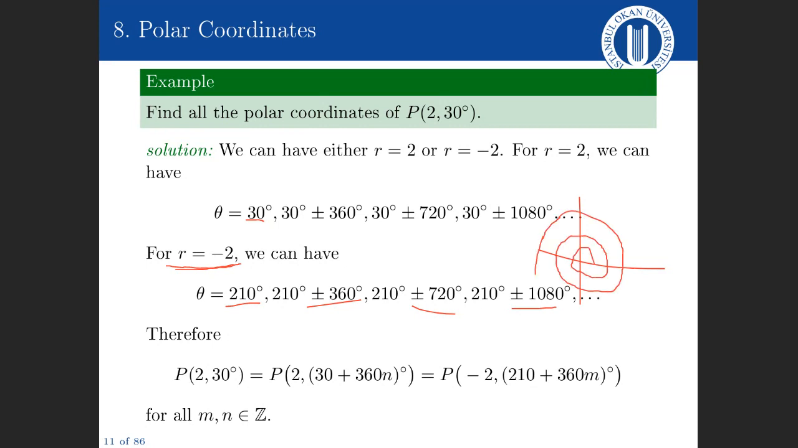Something like this. So, all of the coordinates of the point 2, 30 degrees, we could write as 2, 30 plus 360n for some integer n, or we could have minus 2 and then 210 plus 360m for some integer m.